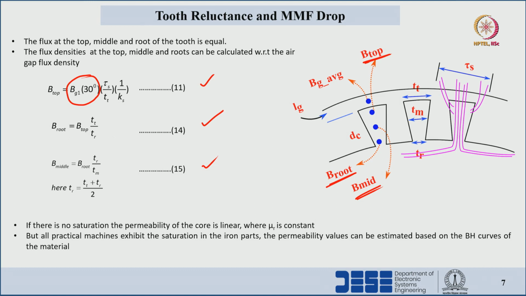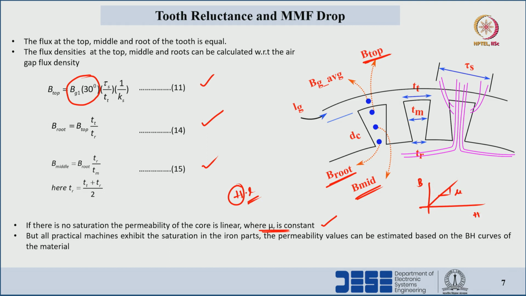Now, in order to calculate the MMF drop, we require the flux intensity, right. So, to find the flux intensity, we require the permeability. If the magnetic circuit is linear and there is no saturation, then we can consider the mu r value depending upon the permeability of the material. Like for iron, a different value, and for steel or some other material, we get different BH curves. If it is linear, then we see the BH curve in this manner, where mu is constant.